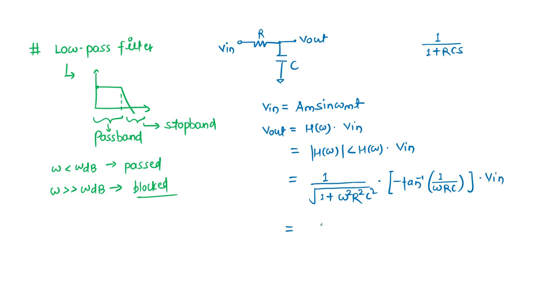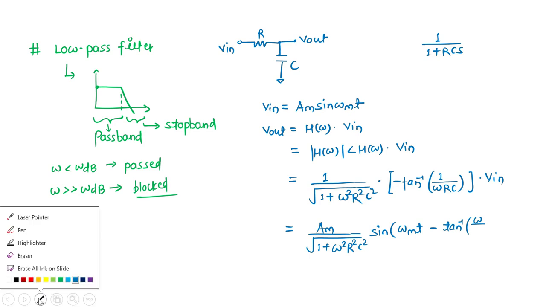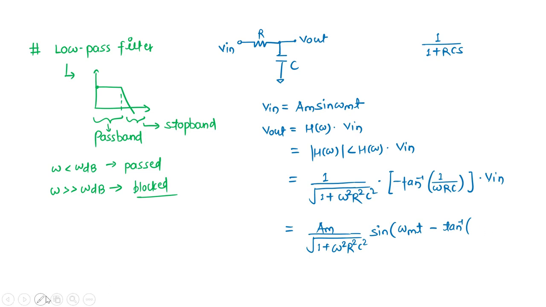So what will be the output? Now the output is nothing but this signal, where the amplitude is modified to some value, and the phase of the sinusoid is also modified to some value, which is nothing but the input phase minus tan inverse of omega RC.